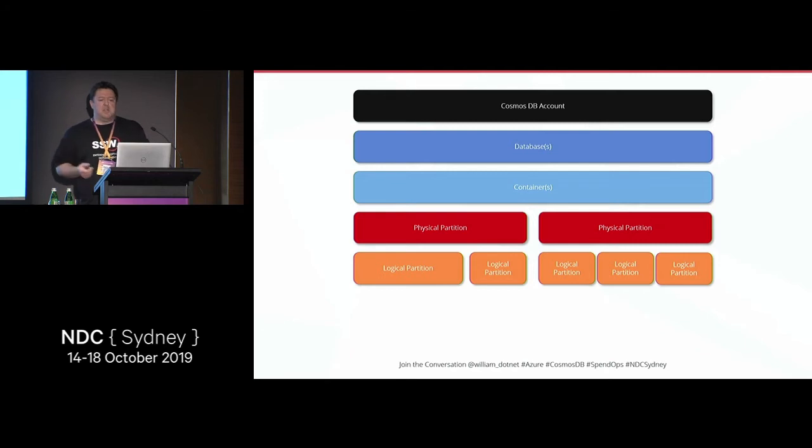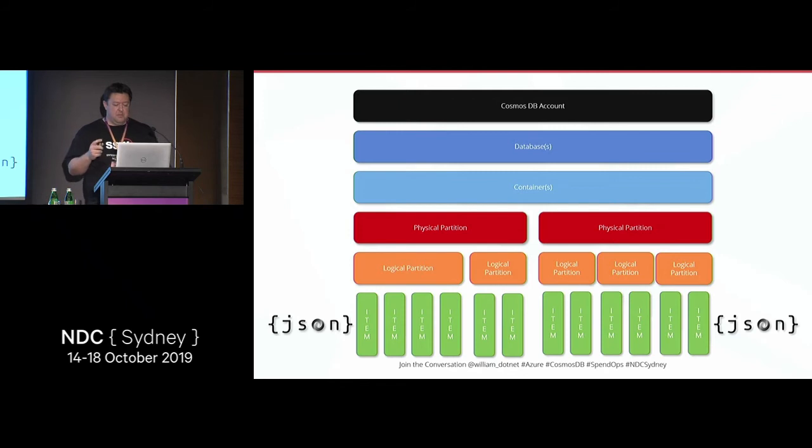And then the logical partitions. This is where the Cosmos engine decides which bits of data live on which physical partition. They use a lot of cool internal metrics to figure this out. We don't have to do anything, apart from choosing a good partition key. And after that, this is where our JSON documents live.